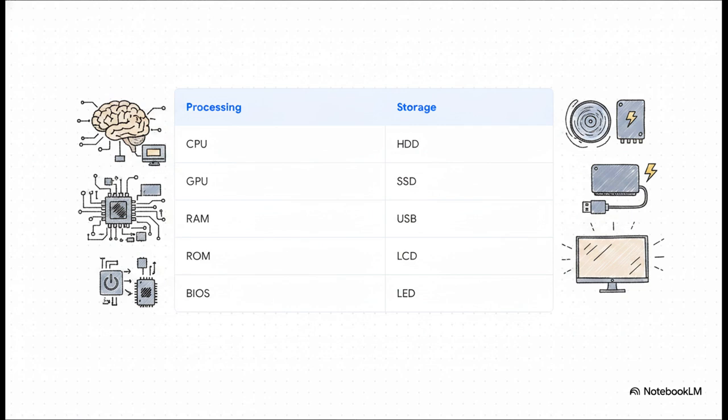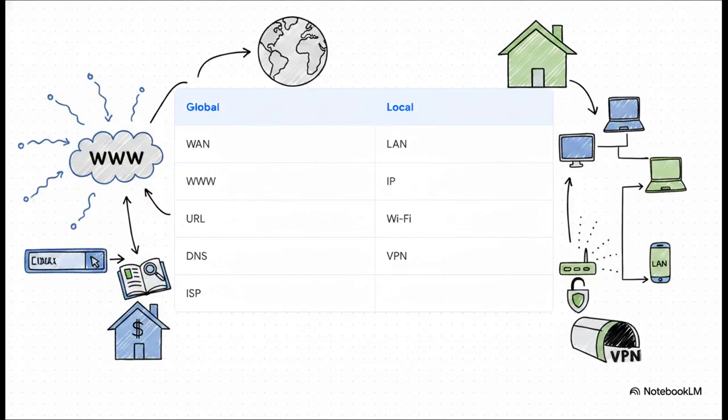When you're buying a computer, knowing the difference between an older HDD, a hard disk drive, and a newer SSD, a solid-state drive, is absolutely crucial. SSDs are incredibly fast, and that alone dictates how snappy your new laptop feels. We've also got the USB, the universal serial bus for plugging things in, and displays like LCD, liquid crystal display, and LED, light-emitting diode.